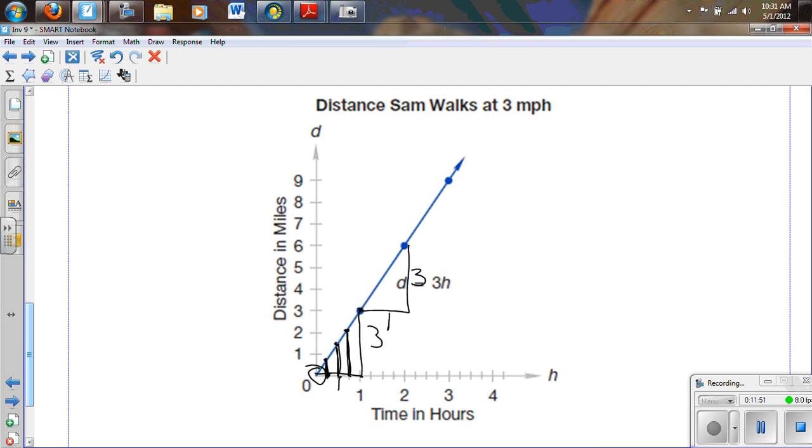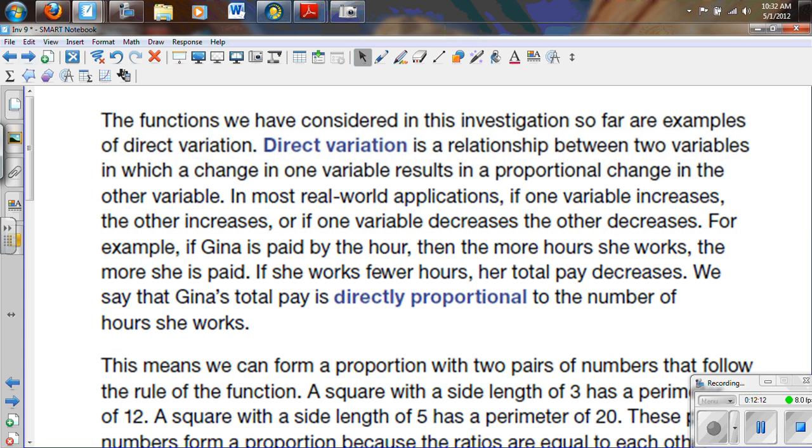Also notice this. It goes through 0, 0 again. And now, why are they starting at 0, 0? They're starting at 0, 0 because, again, you can't go negative time or negative distance. So if you don't have any time in hours, you haven't gone any distance. Okay, so these are starting at 0, 0. So direct variation is just showing that a relationship varies directly. In other words, if something changes, something else changes by the same amount every time.